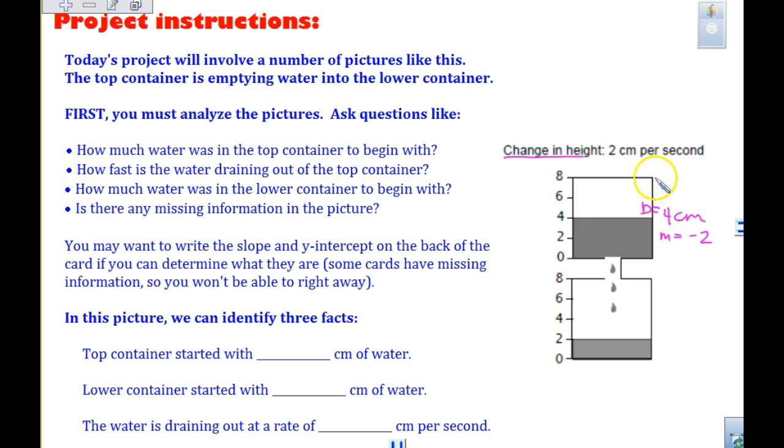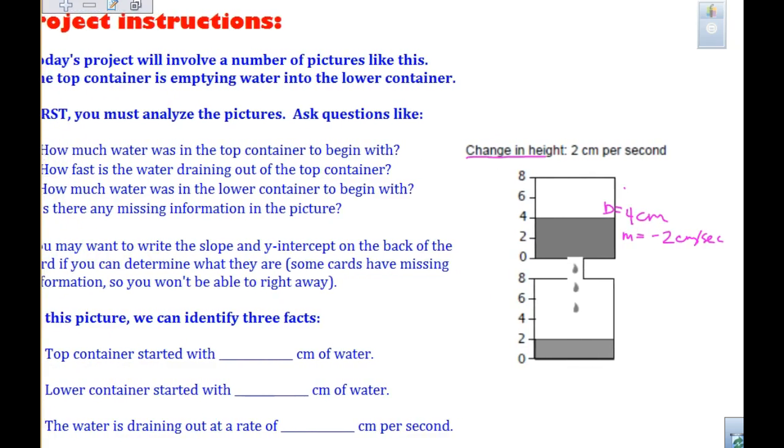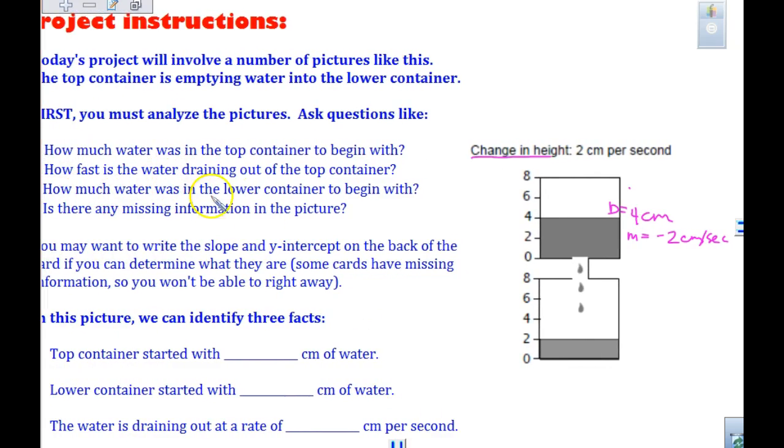Negative 2. What are we talking about? Centimeters per second, right? So labeling ours, put this right in your notes. This is going to help you when you are working with your partner. But it says, how much water was in our lower container? This one started with B equaling what? 2 centimeters. But what do we know the slope is down here? If it was negative 2 on the top, on the bottom it has to be positive 2 centimeters per second, right? Because it's filling with 2 centimeters per second.